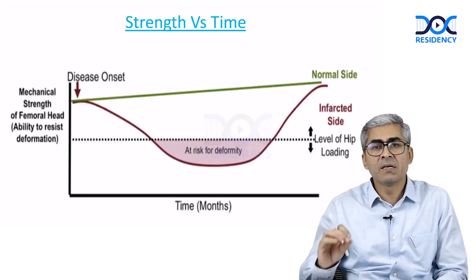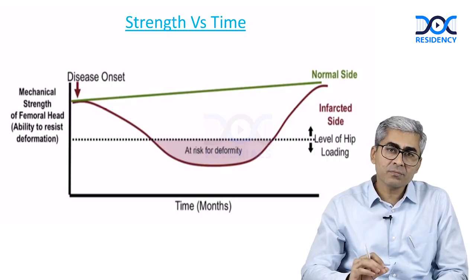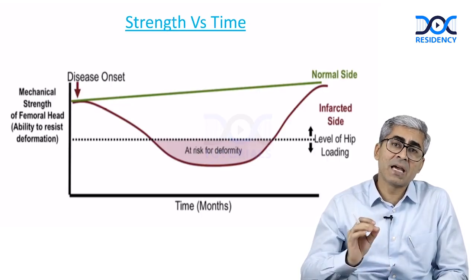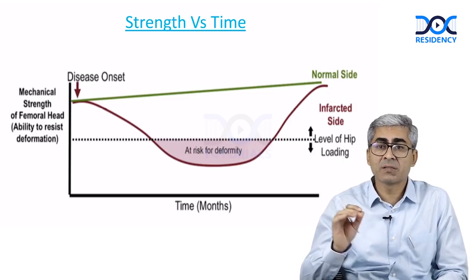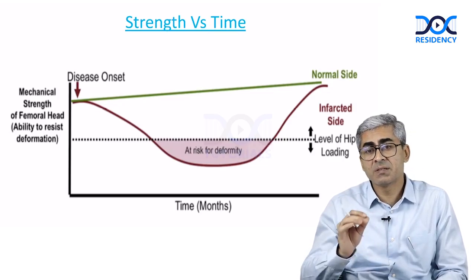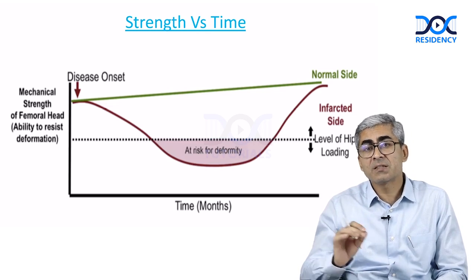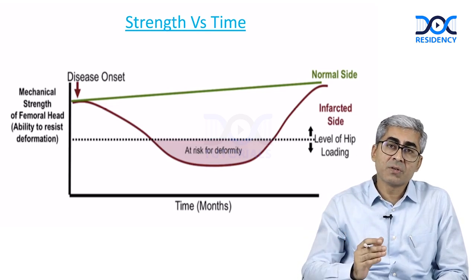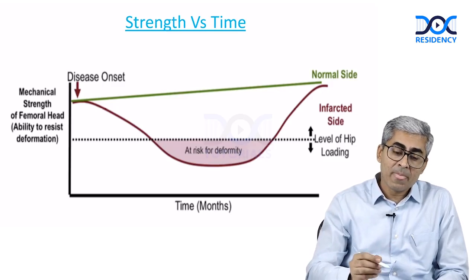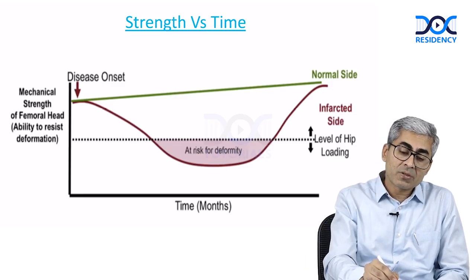So I'll show you a very interesting chart here, which shows the femoral head mechanical strength in Perthes disease and in a normal side. The normal side is depicted in the green and the Perthes disease in the red. So if we take the time, as the time progresses, initially at the onset of disease, when the head is avascular, the strength of the femoral head is very good.